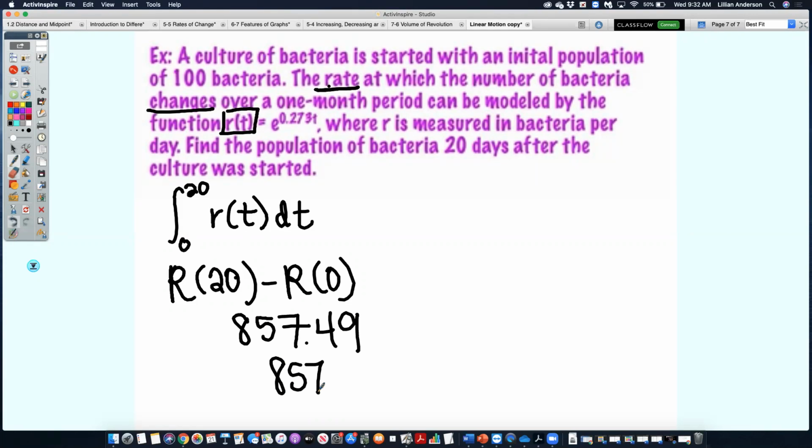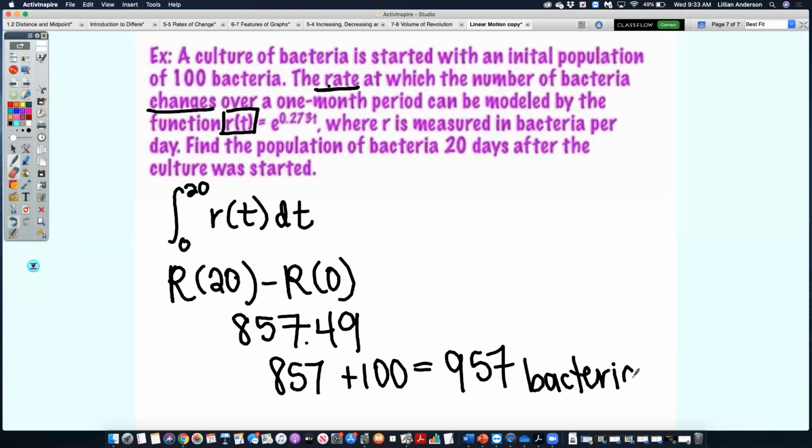But is that the total population after 20 days? Is that my final answer? Don't you have to add 100 for the initial? Yes, it's the initial. I have to add 100. So we started with 100 bacteria, and then the change over a 1 month period was that function. So we do have to take into account that we started with 100 bacteria. And so after 20 days, the population of bacteria is 957 bacteria.